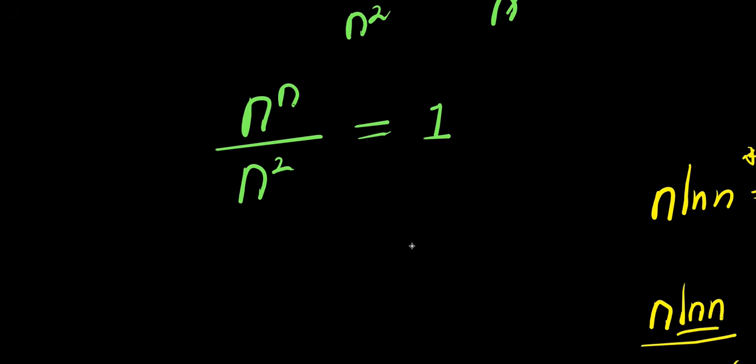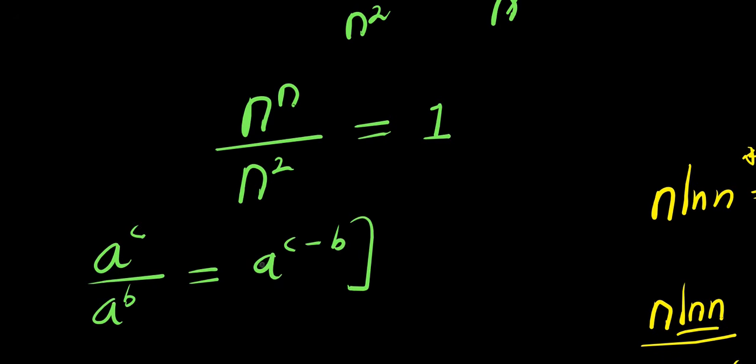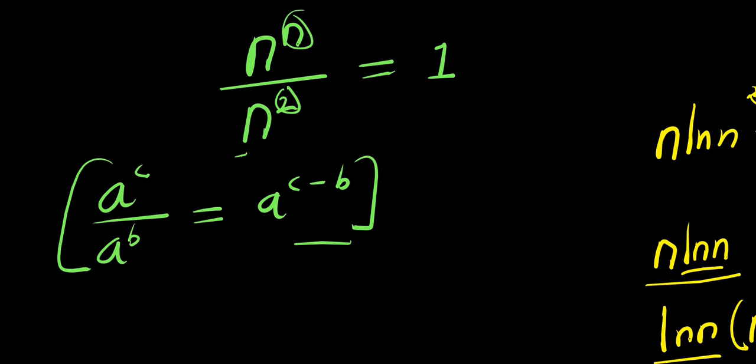So at this particular point, we can apply this identity. Now remember, if you have a power c divided by a power b, this equals a power c minus b. So this simply means that you can subtract the exponent since the bases are the same. Now, what we are going to do will be to apply this identity right here. So we have n power n minus 2 equals 1.